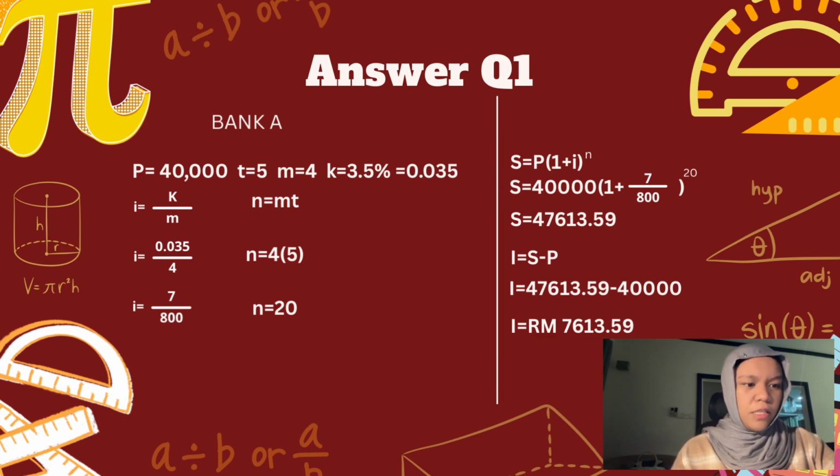Last step is to find the interest value, which is I, where we will use the formula I equal to S minus P. So it will be 47,613 and 59 cents minus 40,000 equal to 7,613 and 59 cents.